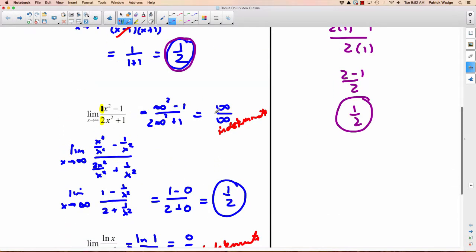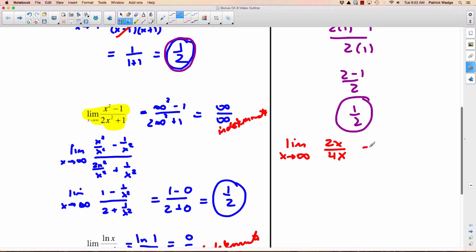We try to solve this one by substitution. We end up getting infinity over infinity, which is an indeterminate form. So we're allowed to use L'Hopital's rule. Again, we're going to solve it with L'Hopital's rule. So how do we do it? Well, same limit as we started with. The limit as x approaches infinity, we take the derivative of the top. The derivative of the top is 2x. We take the derivative of the bottom. The derivative of the bottom would be 4x.